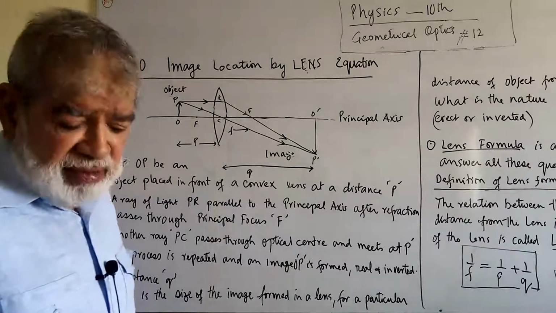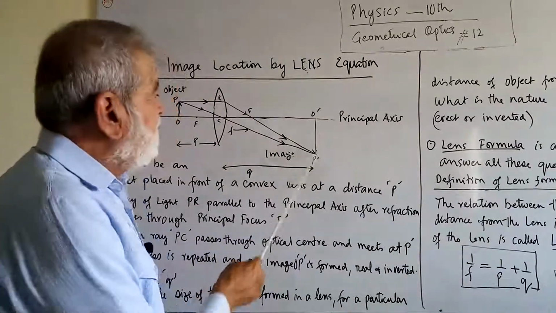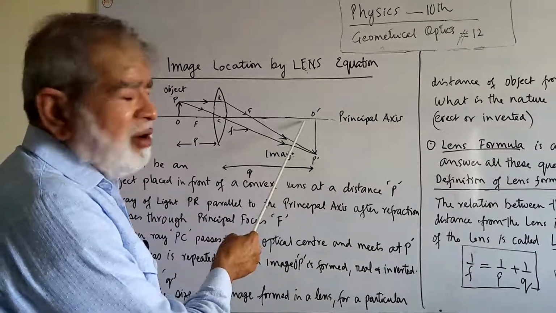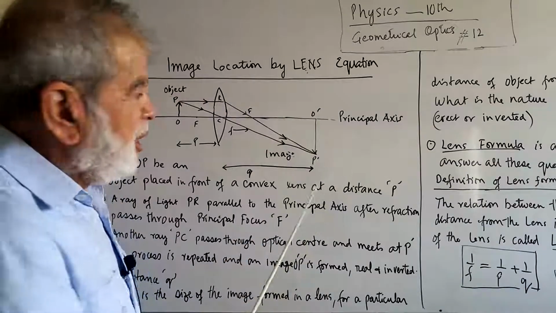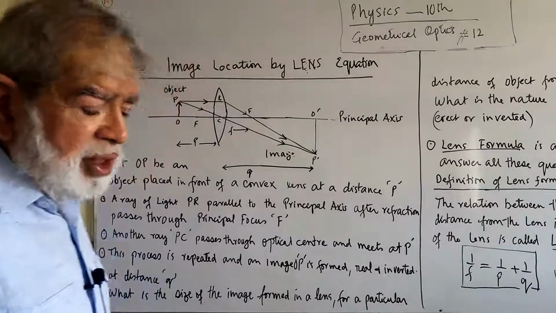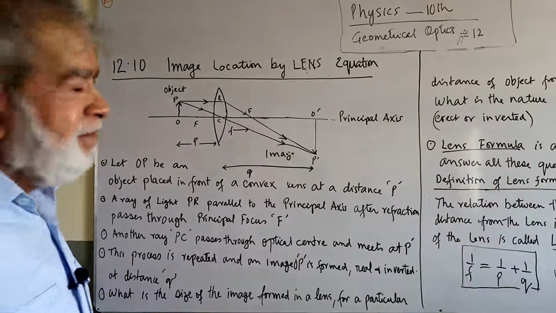By nature of the image we mean whether the image will be large or diminished in size, whether it will be inverted or erect, or whether it will be real or virtual. These are the things you must know about an image when you want to find out its nature.